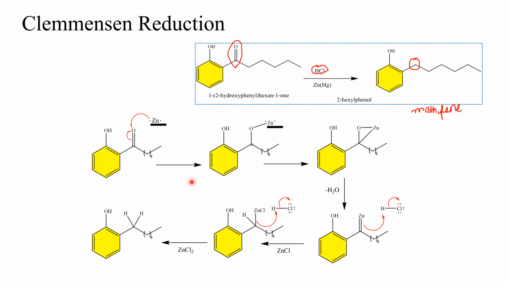So this is the mechanism of the Clemmensen reduction. The first interaction is basically from the zinc. Then they establish, and this was the intermediate where there is a zinc-based molecule, which has formed by the reaction of the zinc amalgam in the presence of the HCl.